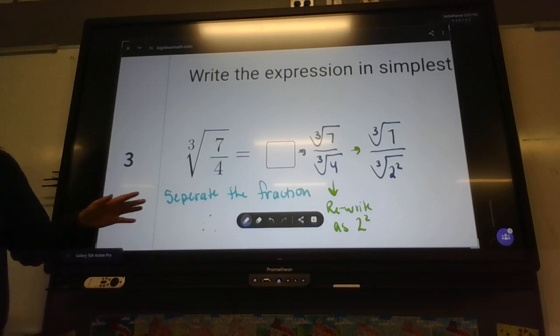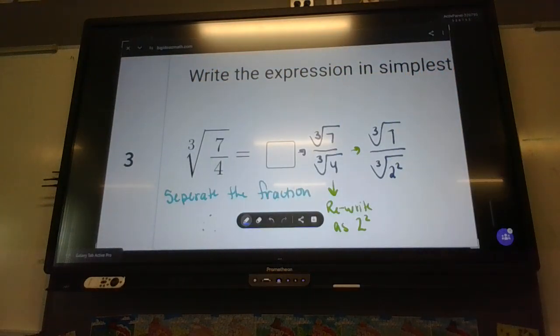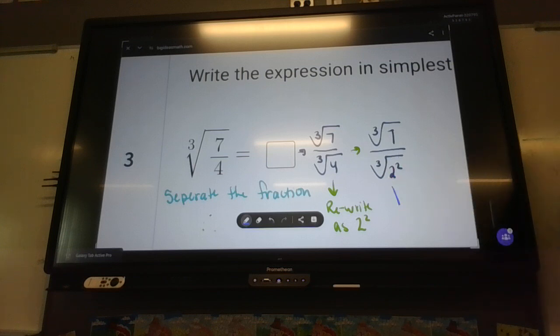Okay, now I've rewritten this as much as I can. Now I'm going to consider my goal of getting this to be a rational number. It's a cube root, so my goal is to create a cube root of 2 to the 3rd.